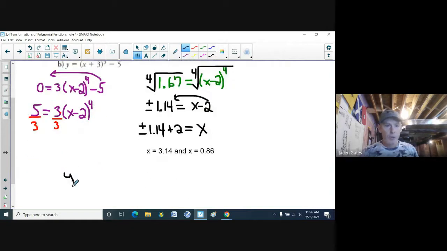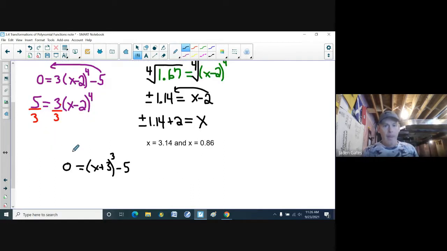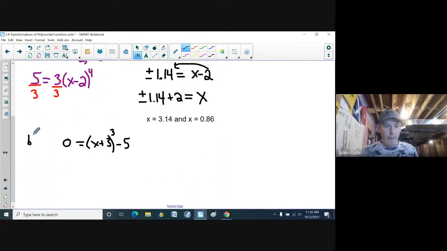We got y equals x plus 3 cubed minus 5. Now again, I'm finding the x-intercept, so y is 0, so I might as well just erase this y here and plug in a 0. So once again, for B here, I've got my 0 in for y. I'm going to move that minus 5 over to the other side, so it's a positive 5. And I've got that x plus 3 in brackets, cubed.